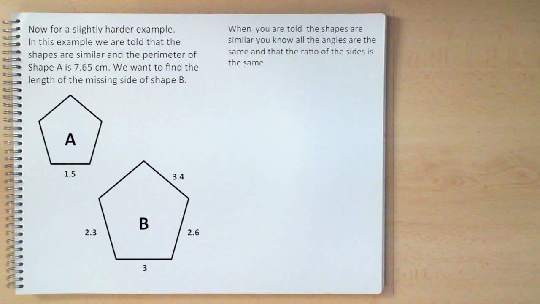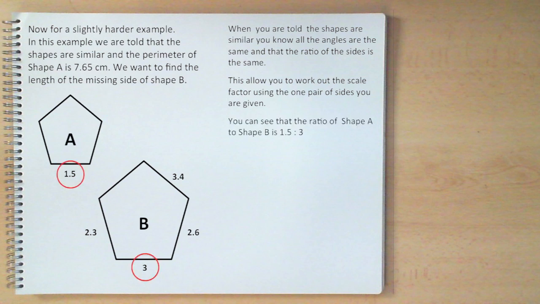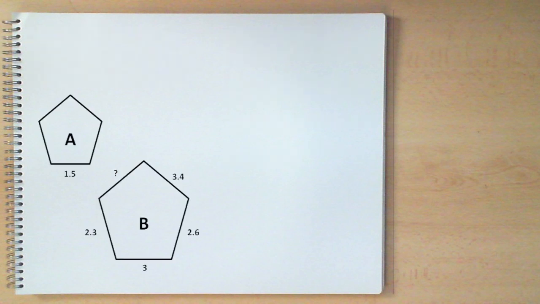First of all, we've got to work out the scale factor. We're going to do that by finding two values on the diagram that are the same. And the only two where we can do this is we've got one length on drawing A and one length on drawing B that are in the same place. So we can compare those two and work out the ratio between them. And from the ratio we can work out the scale factor. To multiply up from shape A to shape B is scale factor 2.